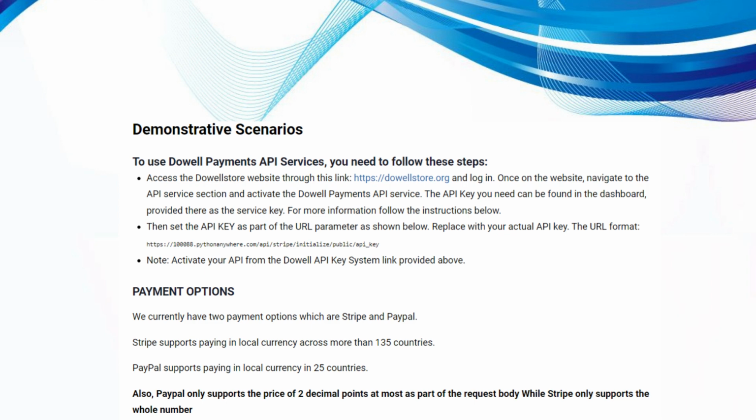Payment options. We currently have two payment options, which are Stripe and PayPal. Stripe supports paying in local currency across more than 135 countries. PayPal supports paying in local currency in 25 countries. Also, PayPal only supports the price of 2 decimal points, at most as part of the request body, while Stripe only supports the whole number.